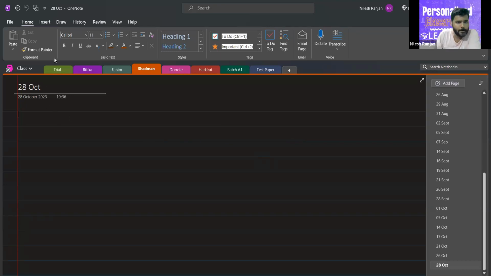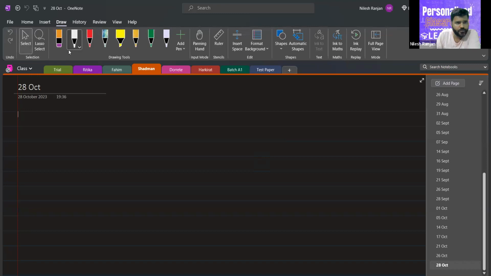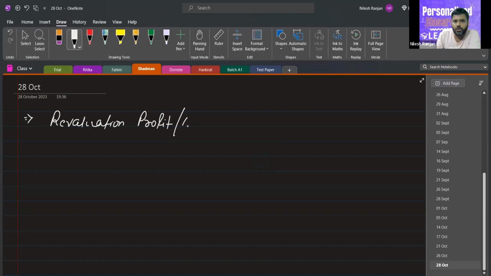Now the next part is revaluation, or you can say revaluation account, not profit or loss, revaluation account. Do you remember what a revaluation account is? Actually, we have discussed this in our previous chapter. So what is revaluation?